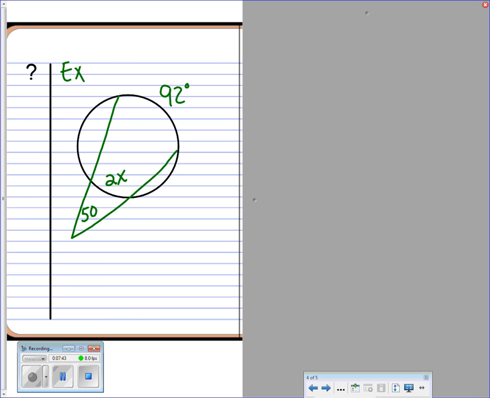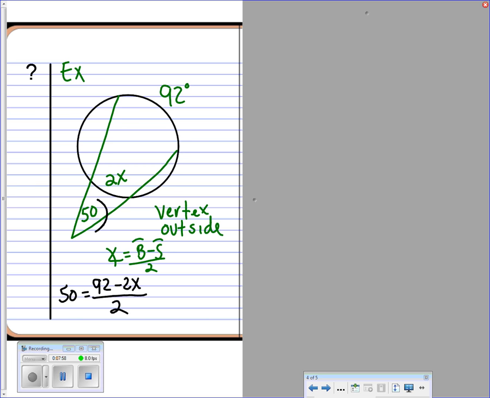Again, I see it's a vertex outside. So I'm going to quickly write down vertex outside and then write down my relationship that goes with this type of problem. Plug in the numbers and then just calculate away. So again, here's my angle, so I put it where my angle goes. All right, so the setup of that, let's not even worry about solving that, and let's go ahead and move on to another one.